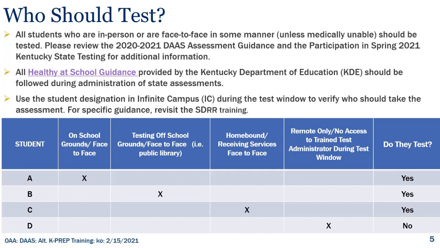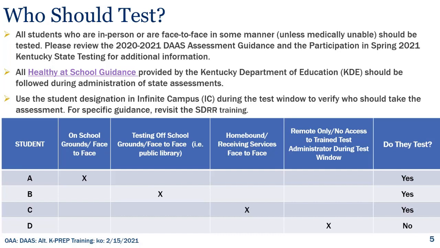Those students should be marked in Infinite Campus per your attendance records, based on guidance shared in the SDRR section by Pam Powers and Chris Williams. Your Director of Pupil Personnel can assist in making sure these students are coded correctly within Infinite Campus.